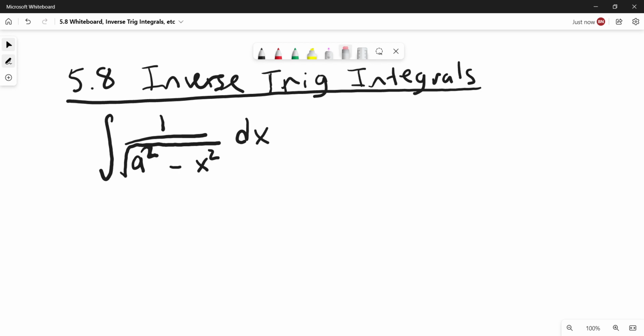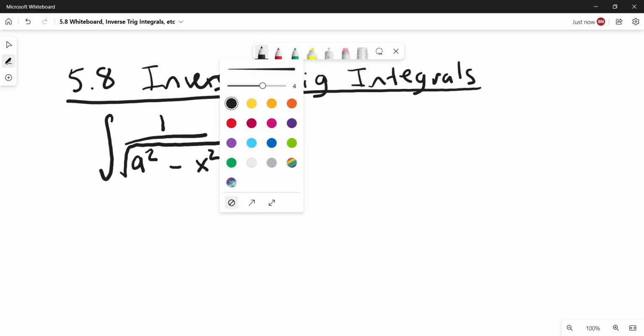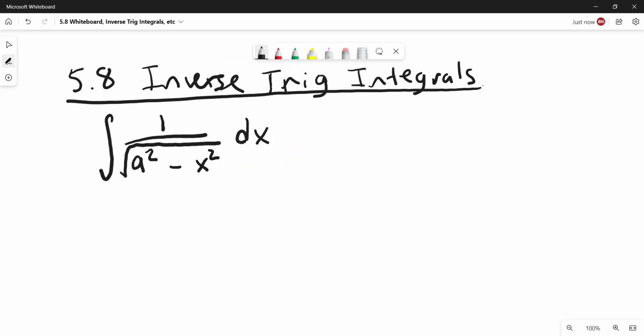One thing you'll probably notice is a little different is that there used to be 1s here instead of a's. But now we're given a's instead of 1s because there might be a number there. So a is a constant.